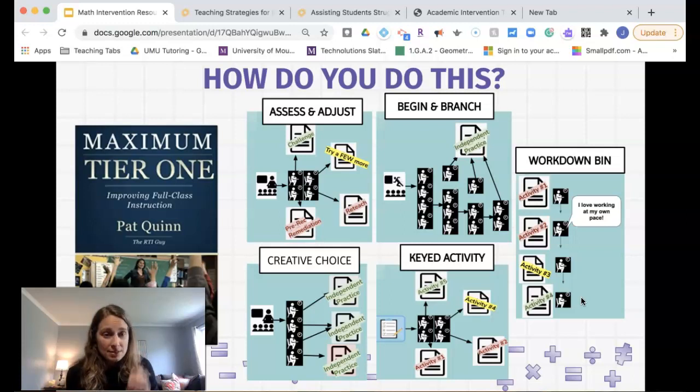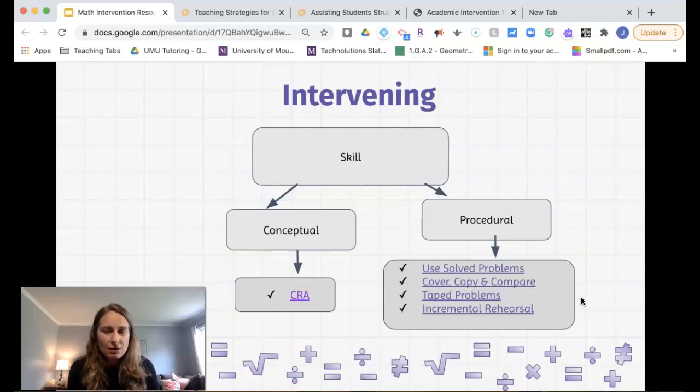But in all of these situations, you're breaking your class into smaller groups or individual groups where you as a teacher can then claim that time to do some of these intervention strategies with the students that need them. I think that's the most important and probably the most reasonable way to provide intervention in a setting where you might only get 40 or 50 minutes with each student each day.